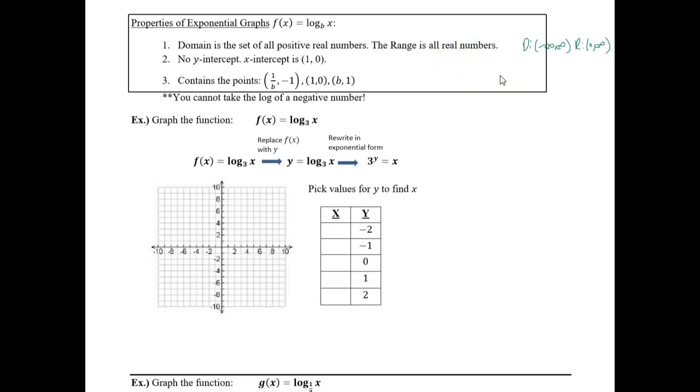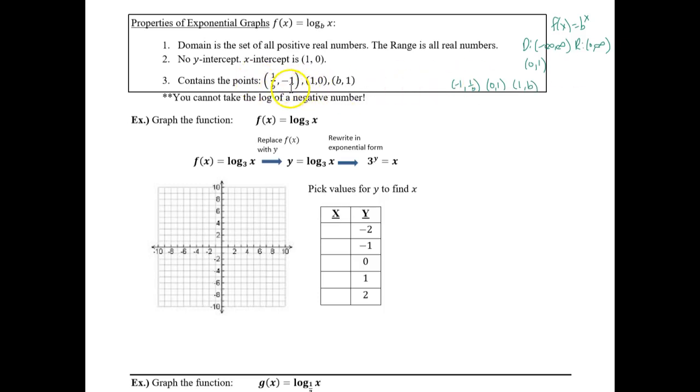With an exponential function, again, an exponential function is b to the x, where b is a positive real number that's not equal to 0 or not equal to 1. We had the y-intercept at (0, 1). Notice with a log, we have an x-intercept at (1, 0). An exponential function contains the 3 points (-1, 1/b), (0, 1), and (1, b).